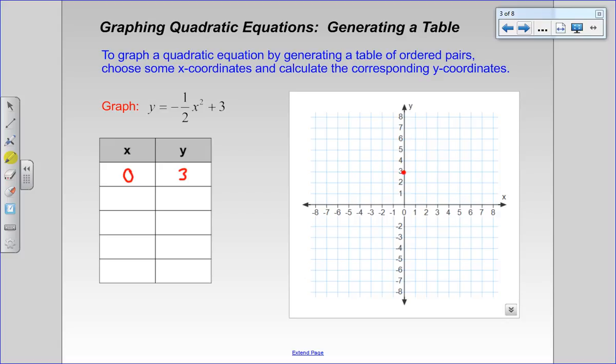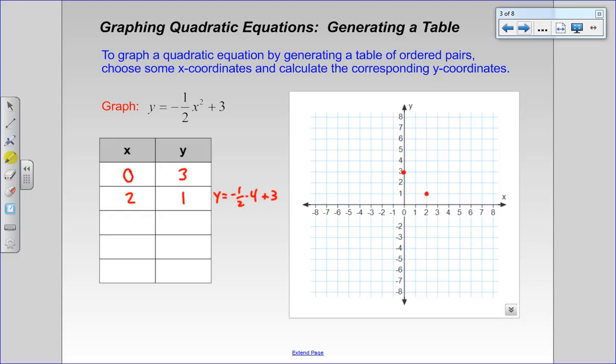Now, since the coefficient of x squared is -1/2, it would be easiest to work with x values that are even numbers. So next, let's choose x equals 2 and substitute that into the equation to calculate the y value. We would have y equals -1/2 times 2 squared, which is 4, plus 3. Well, -1/2 times 4 is -2, and then if we add 3, we obtain positive 1. So the point (2, 1) is on the parabola.